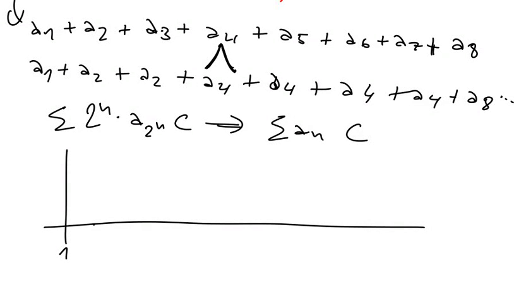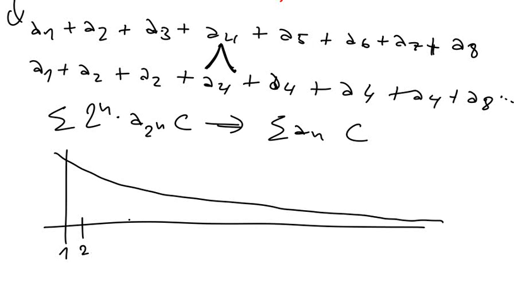So we will start with 1. So the terms of a are going like this. Then 2, then 4, then 8, then 16, and so on. And so now we are going to do it in exactly the opposite way.